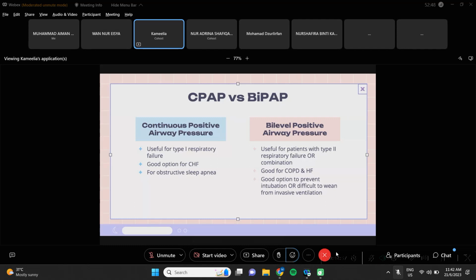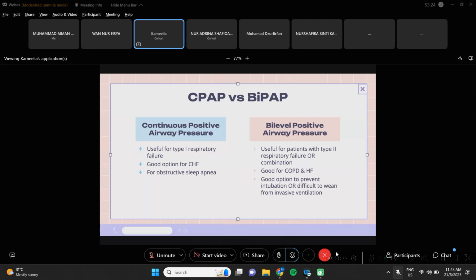So for CPAP, continuous positive airway pressure, CPAP is beneficial for patients with hypoxemic respiratory failure. So CPAP is a good option in helping patients who have congestive heart failure. And the reason for this is because CPAP usually increases our patients' intrathoracic pressure, and this can ultimately reduce their preload and improve their cardiac output. And CPAP is also beneficial in patients with obstructive sleep apnea to really help keep open their airways.